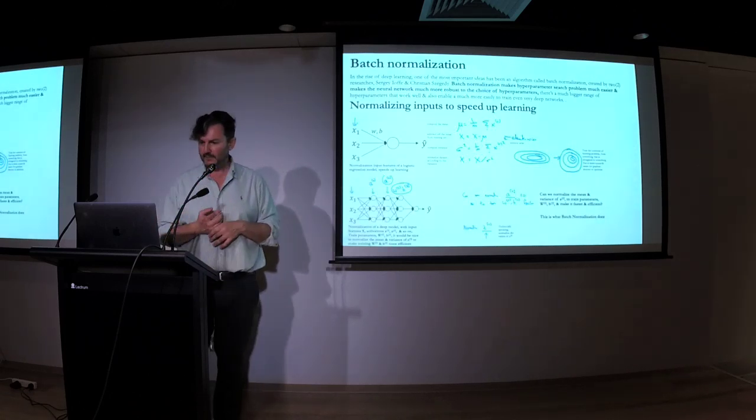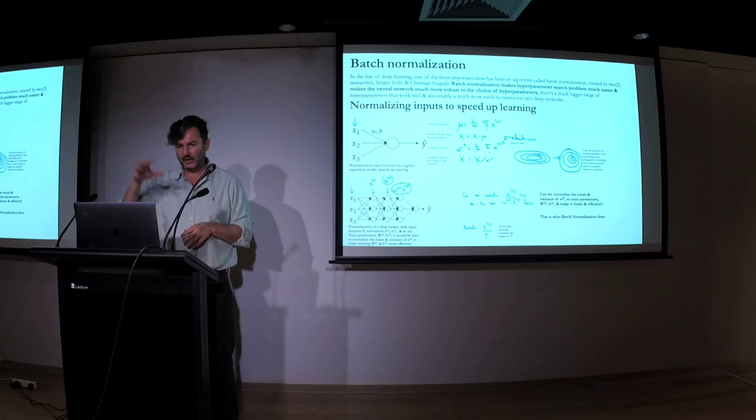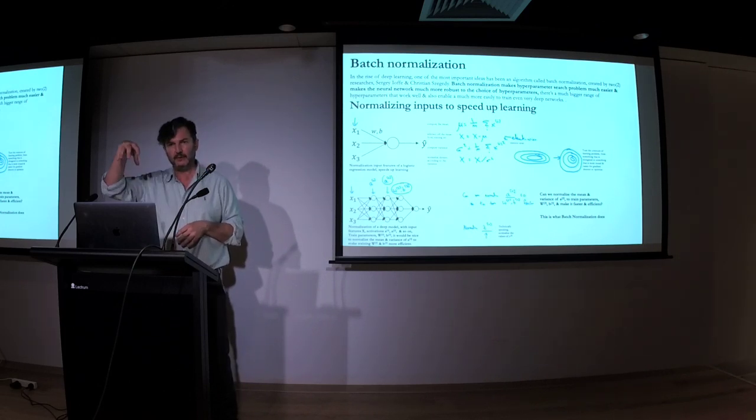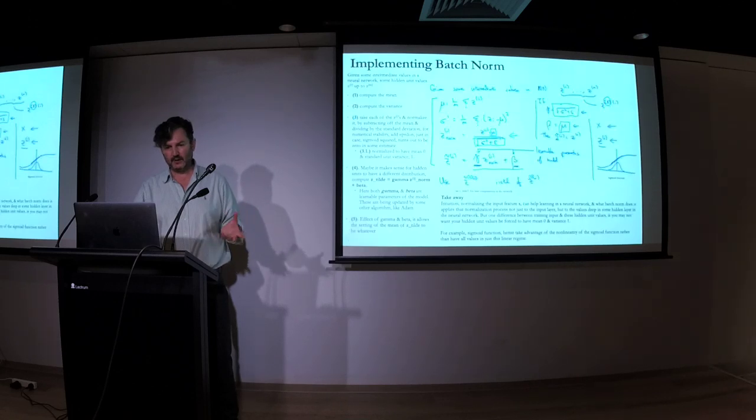Here's just a bit about batch normalization, and I won't go into it too deep here. As I said, we can unpack this at a later date. The key takeaway really is that batch normalization makes hyperparameter search problems much easier and makes the neural network much more robust to the choice of hyperparameters. Over the next couple of slides, it just shows how that's done.